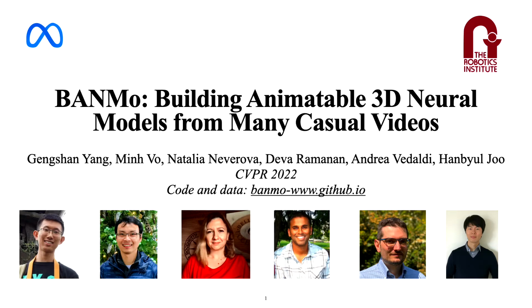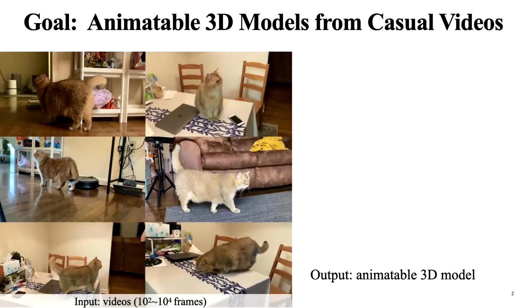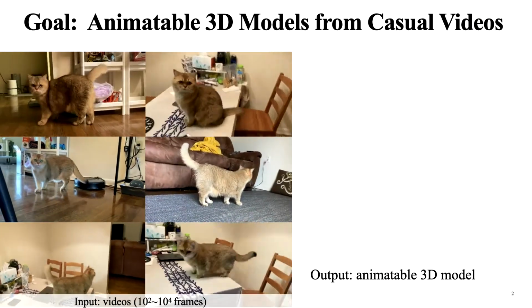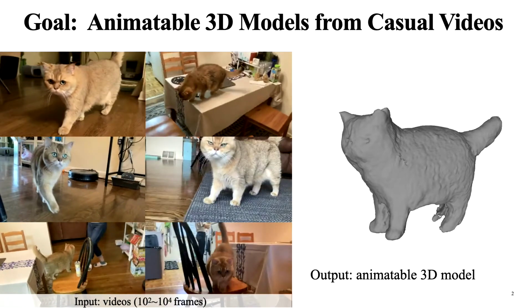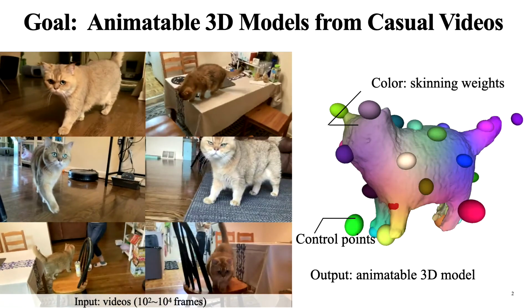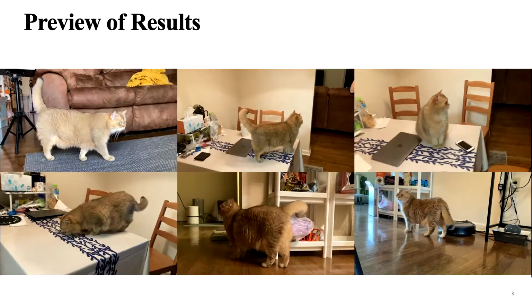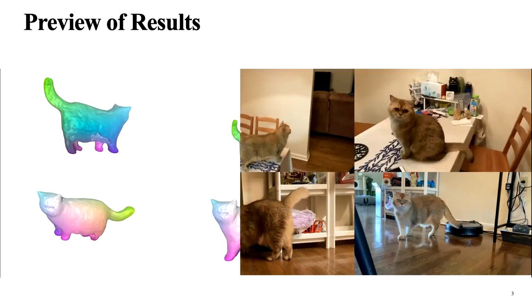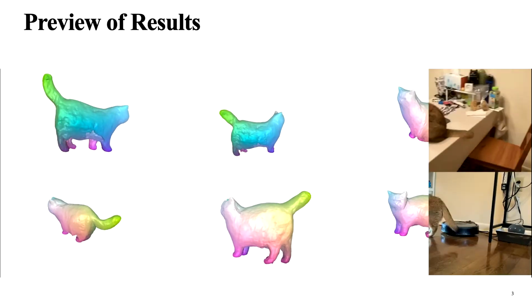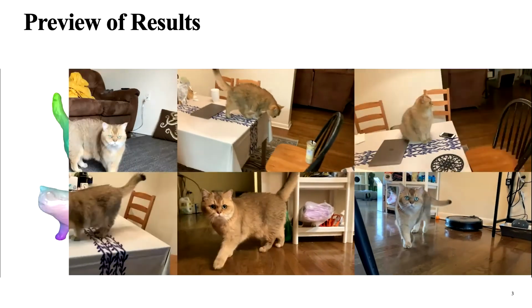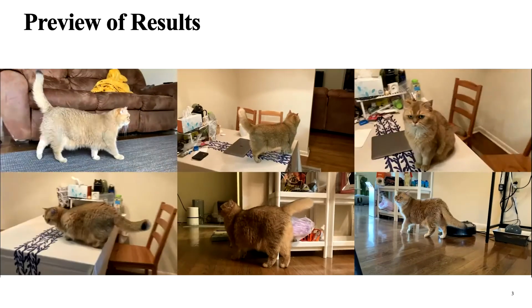We present BANMo, building animatable 3D neural models for many casual videos. Given many casual videos of a cat, we want to reconstruct an animatable 3D model, including a canonical 3D shape and skinning weights, represented by a set of control points. For each video, we reconstruct time-varying articulations. The articulated shapes are registered to a canonical space, and their correspondences are shown as the same colors.